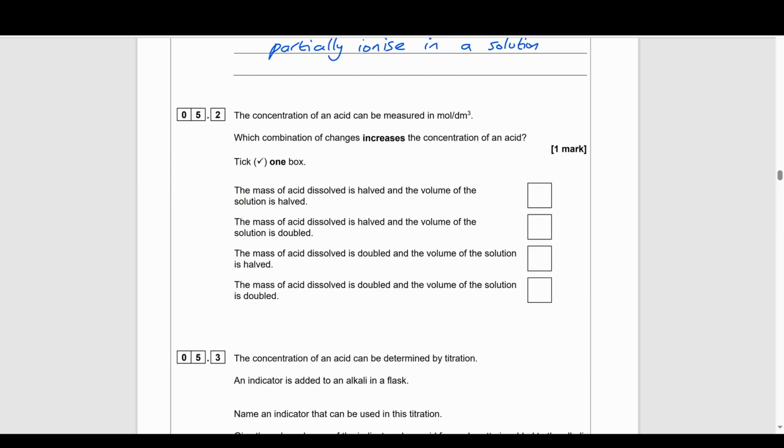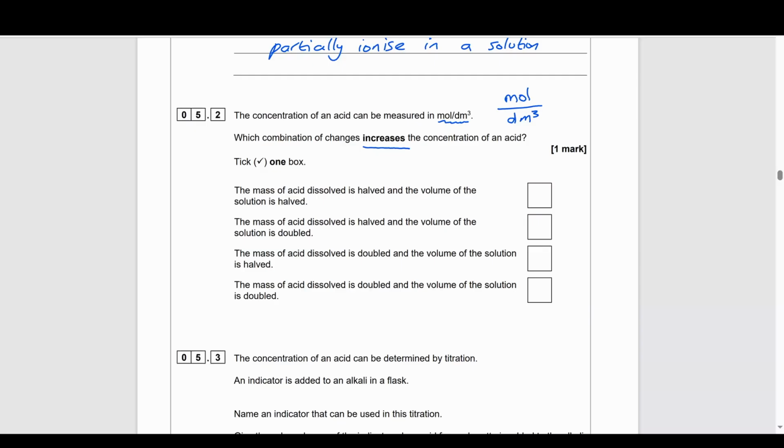5.2. The concentration of an acid can be measured in moles per decimeter cubed. Which combination of changes increases the concentration of an acid? Tick one box. Well, it's great that they've given us the unit for concentration here because we can use this to help us. So let's write the concentration unit like this, moles per decimeter cubed. And then what we can do is go through each of these options and figure out if that will work with our unit here.